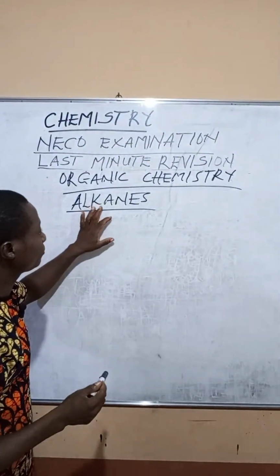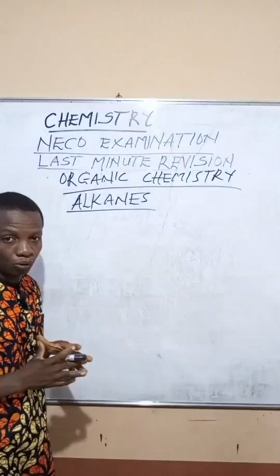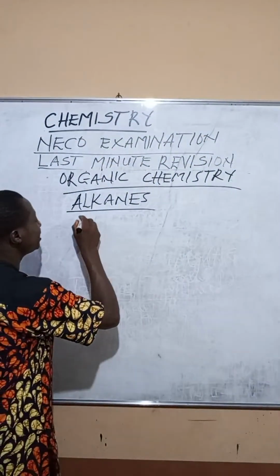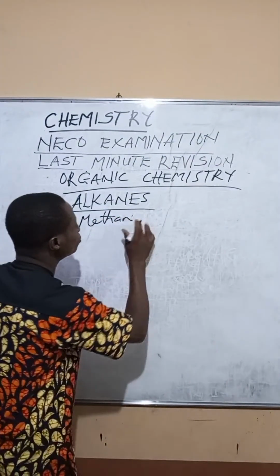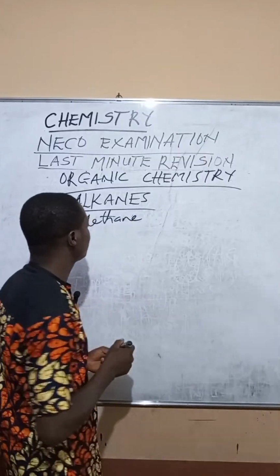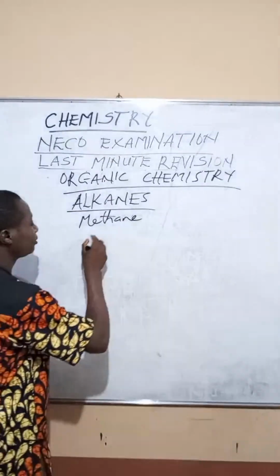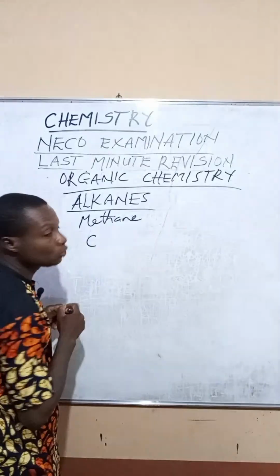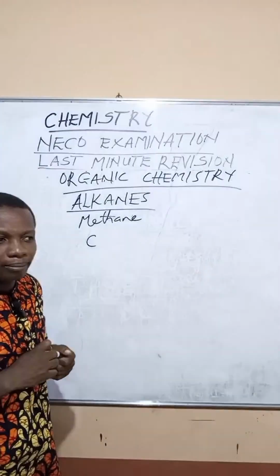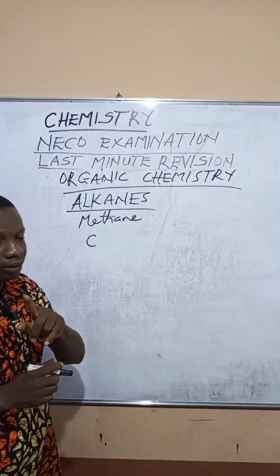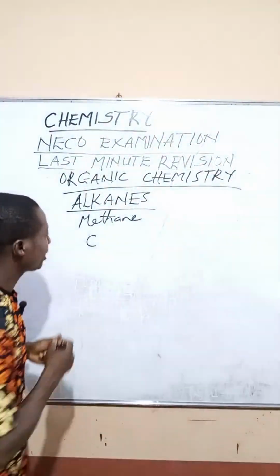So first, note their general method of preparation. So how are alkanes produced? An example of an alkane is methane. How is methane produced? I once asked one of my students how methane is produced. So methane is produced by the reaction between soda lime and ethanoic acid. Yes, soda lime and ethanoic acid.